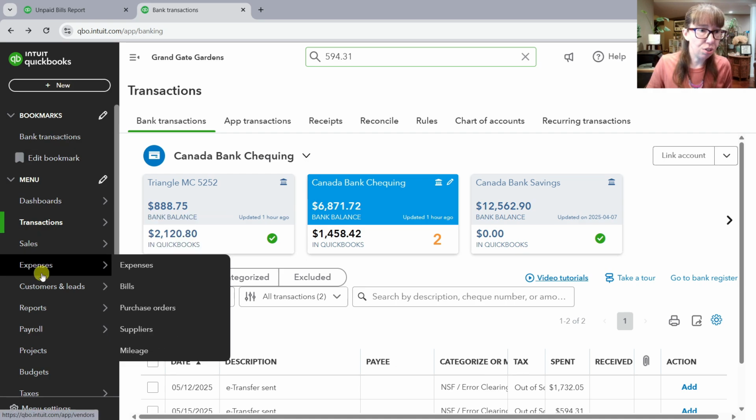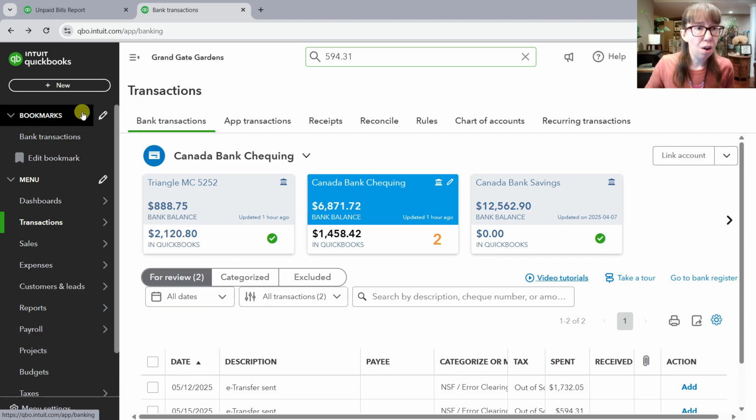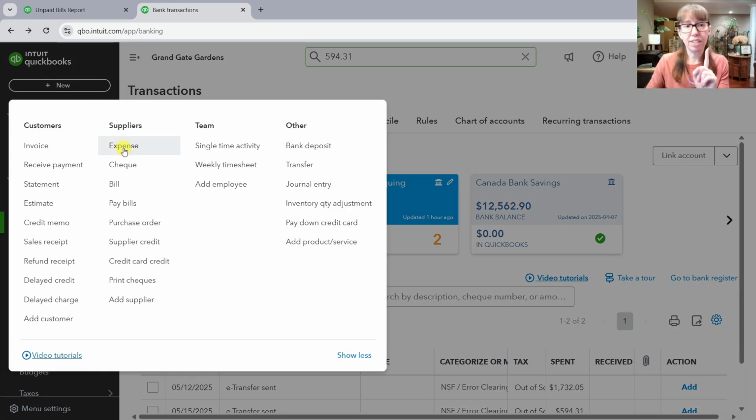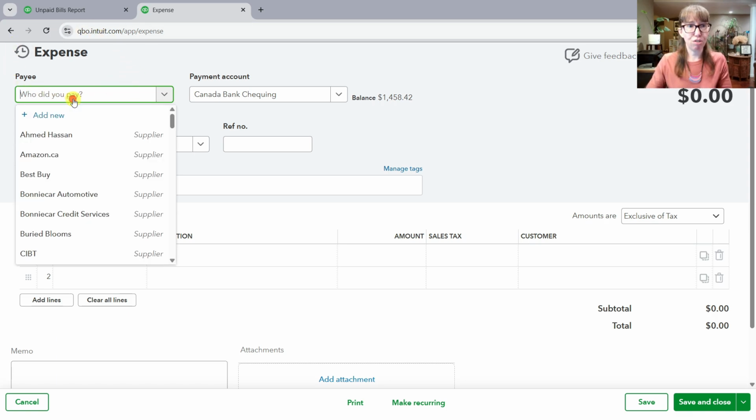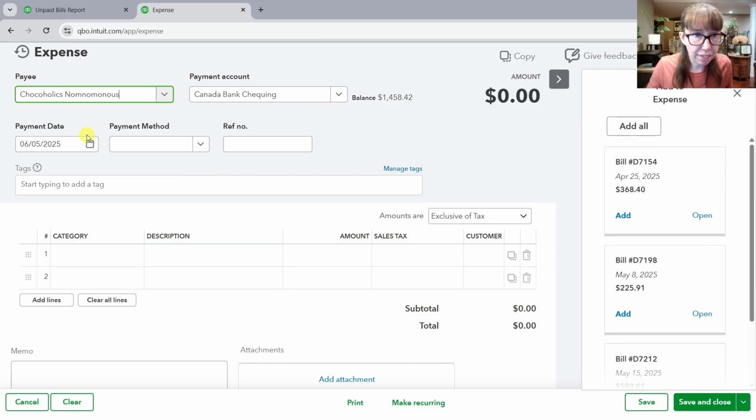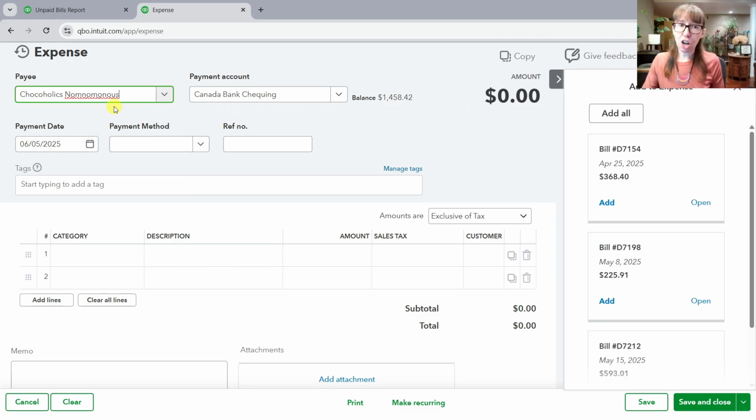We could go to Chocoholics supplier, open a bill, and then say pay this bill. Or we can go New, watch this, I'm going to say Expense. Notice how this is the expense entry screen, and I'm going to say Chocoholics. Because it has open, unpaid bills, it pops them up on the side here and says, hey, are you actually meaning to say that these are paid? It's trying to help us not double enter income.